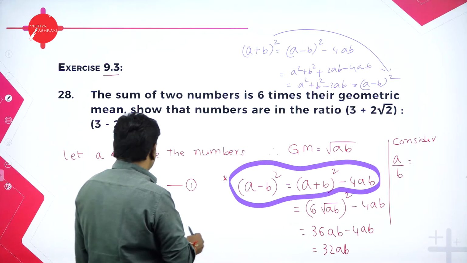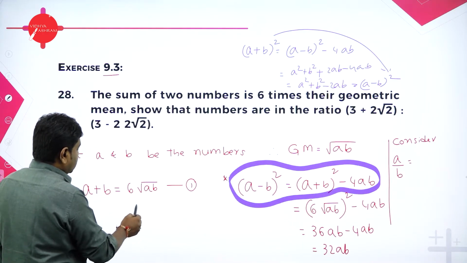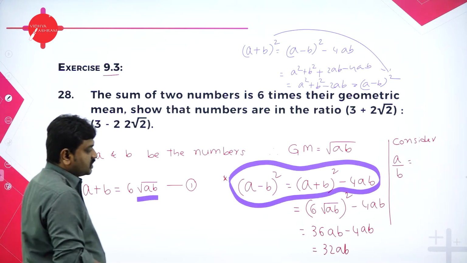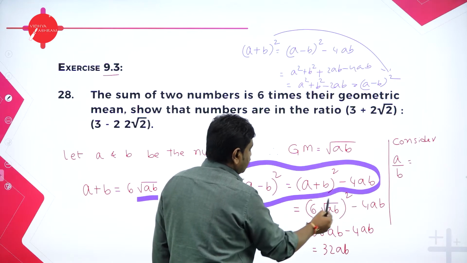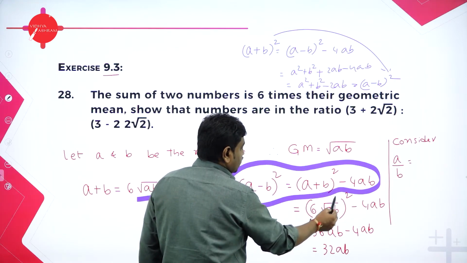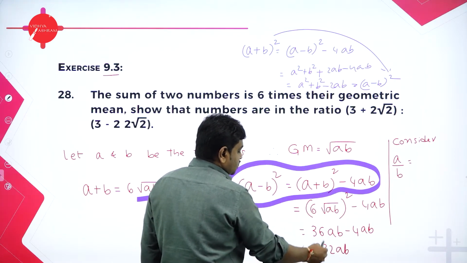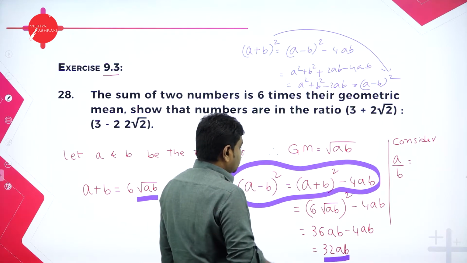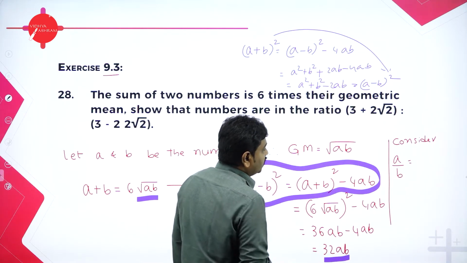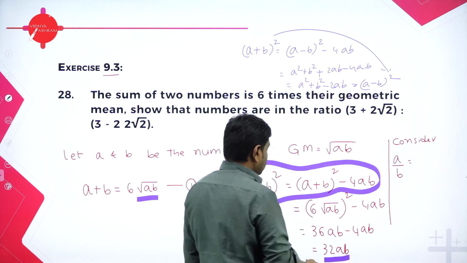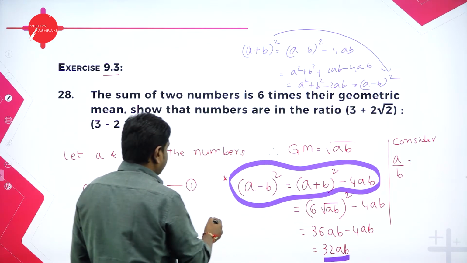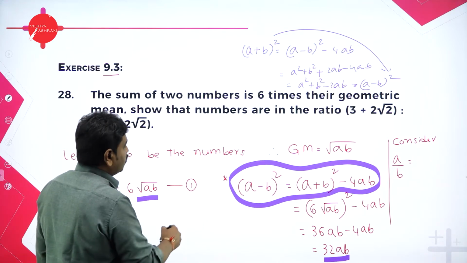And substitute it because you know the sum of two numbers they gave is 6 root AB. So A minus B the whole square is A plus B the whole square minus 4AB. A plus B value is 6 root AB whole square minus 4AB. Simplify, you'll get A minus B the whole square is 32AB. After you get that, you can further go for what? A minus B.